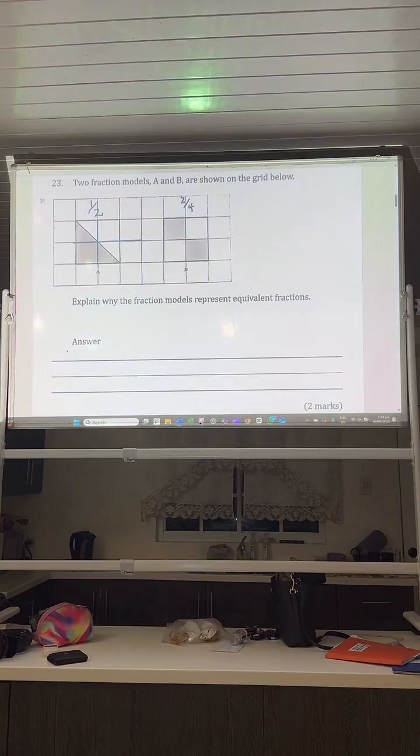Okay. So, the fraction models represent equivalent fractions because A represents a half, which is what is written here. Now the key word you need to have here, guys, is just equivalent, right? Once you have equivalent somewhere in the mix, you're supposed to get it correct, right? Very good. So, I read it over. The fraction models represent equivalent fractions because A represents a half and B represents 2 over 4, which, when reduced to its lowest terms, is a half. Okay? So, let me write it out.